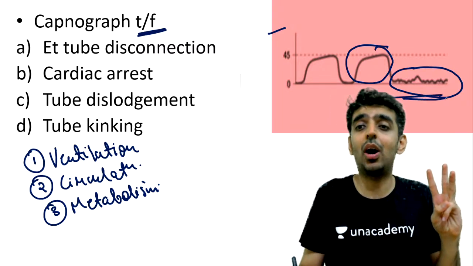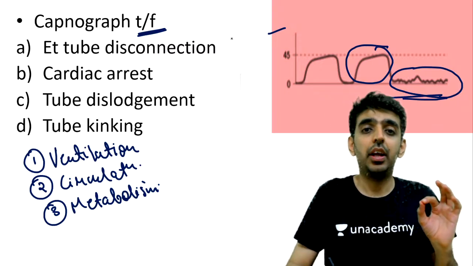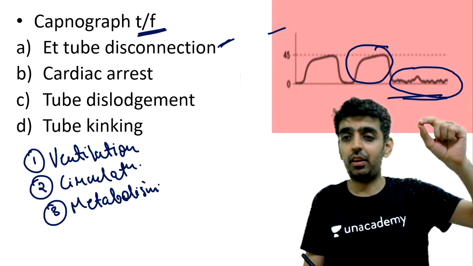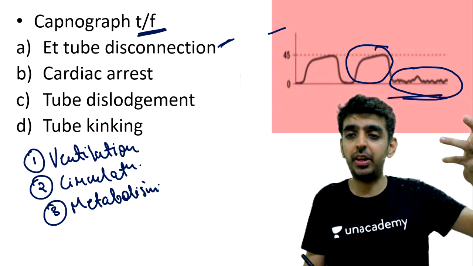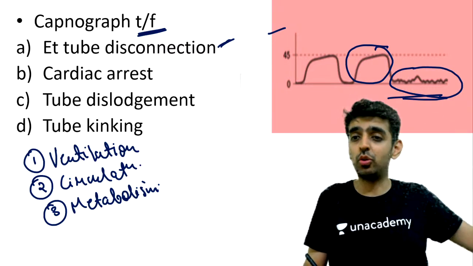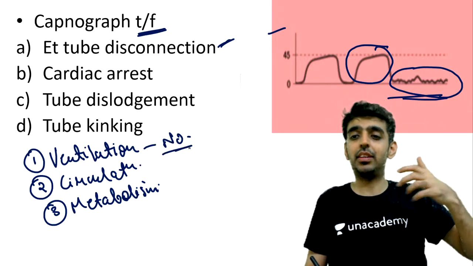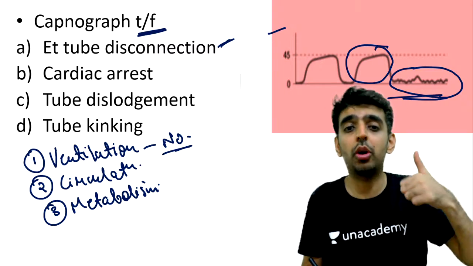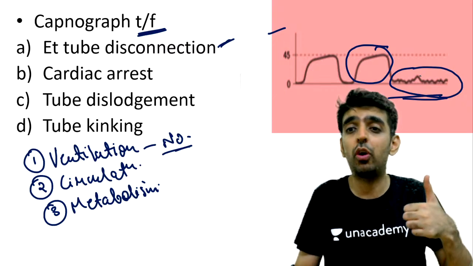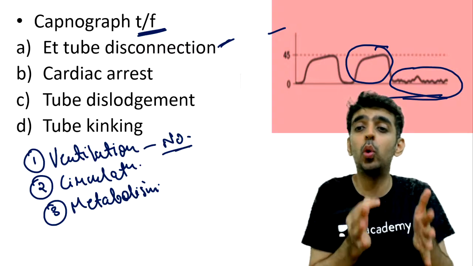Now sudden flattening out of EtCO2 is a classical indicator of ET tube disconnection. Why? Because there will be no carbon dioxide in the tube when you are connecting the capnographic monitor. When carbon dioxide is not detected, that means there is no ventilation happening, right? Whenever ventilation is happening, during expiration you are for sure going to get some amount of carbon dioxide. But when you are getting zero carbon dioxide, there is no waveform. That means there is no inspiration, no expiratory phase, nothing is happening. That means there is no ventilation happening.